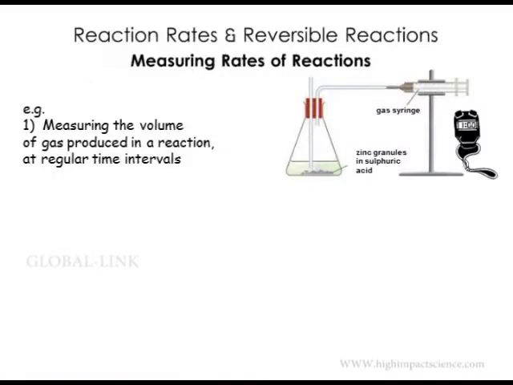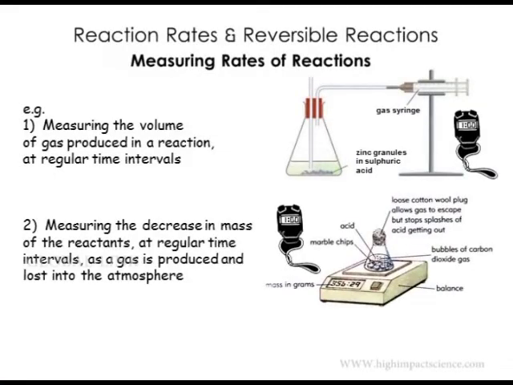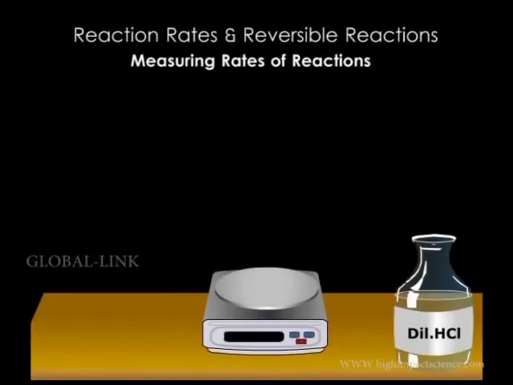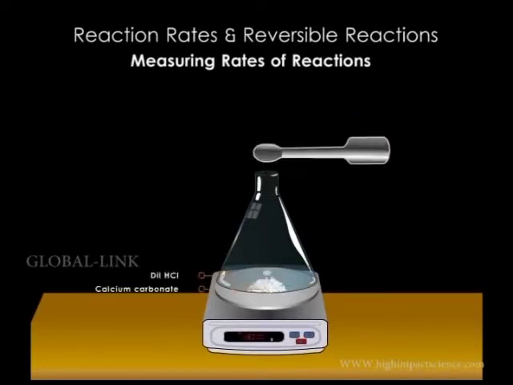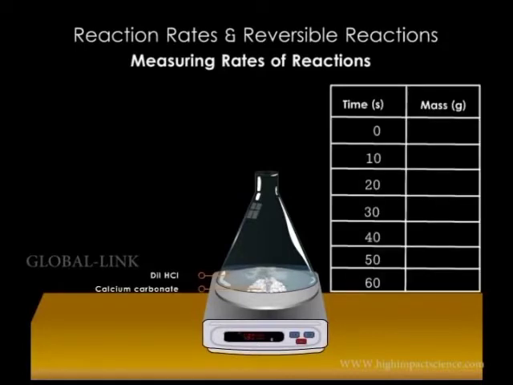A similar experiment can be performed in which we measure the decrease in mass of the reactants at regular time intervals as a gas that is produced is lost into the atmosphere. For example, the reaction between hydrochloric acid and calcium carbonate can be measured quantitatively. It is performed in a conical flask on a weighing scale. A spoonful of calcium carbonate is added to a conical flask containing dilute hydrochloric acid. The readings on the scale are recorded every 10 seconds until all the calcium carbonate disappears.